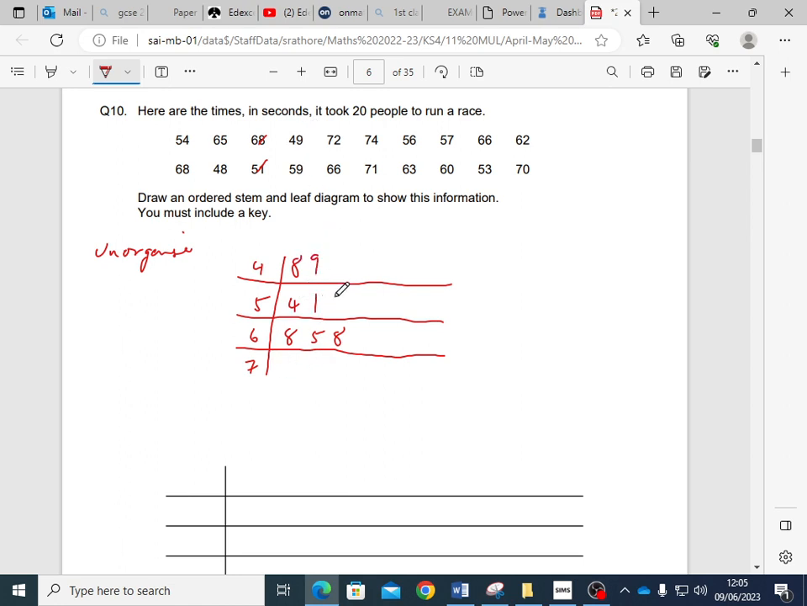59, 72, 66, 74, 71, 56, 63, 57, 60, and with those 66, 53, and 62, and 70. Now you get 1 mark for writing this down.